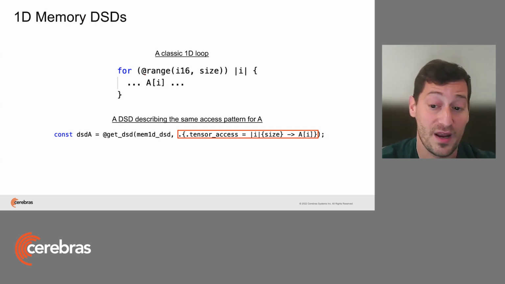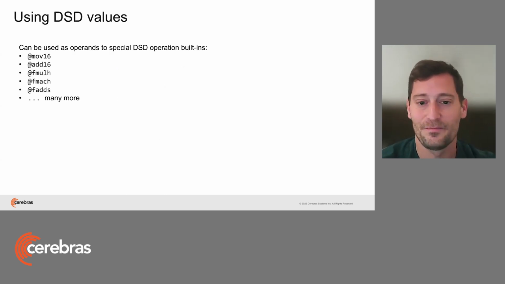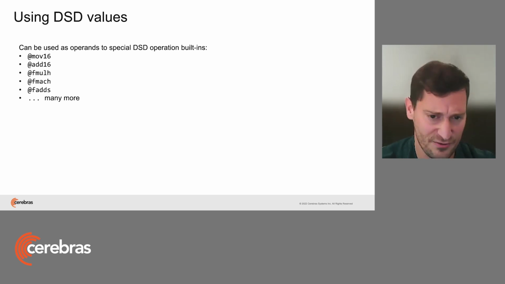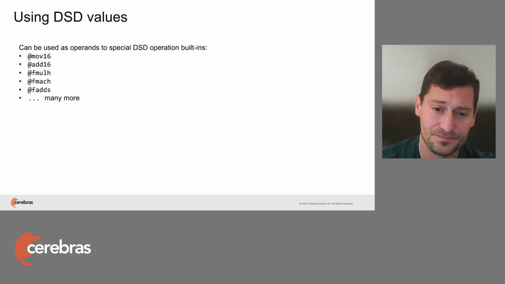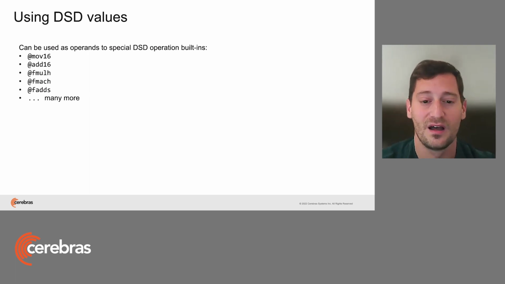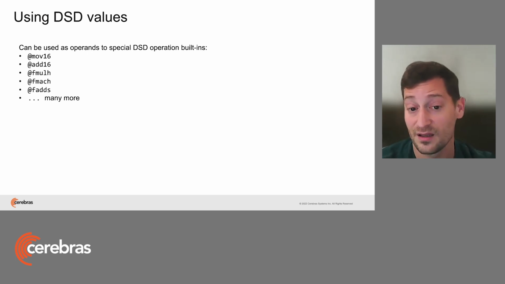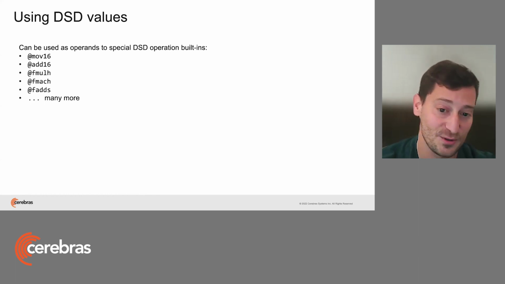Okay, so this is how we can create DSD values, but how can we use them? DSD values can be used as operands to special DSD operation built-ins, as we call them. And there are a few dozen of them. Just some examples here. Move 16 is just an assignment. We can add, we can perform floating point half precision multiplication, or multiply accumulate operation, single precision floating point add operation, and many more.